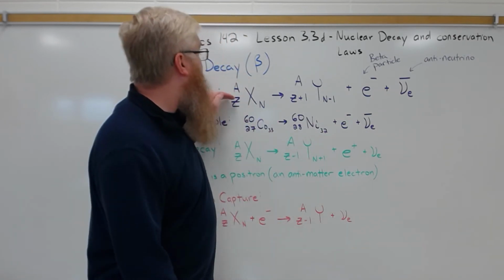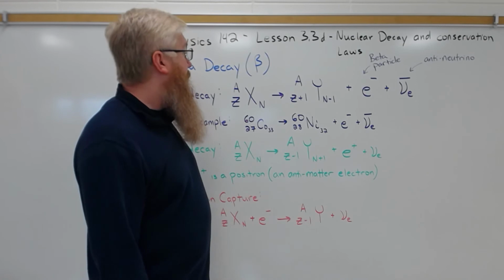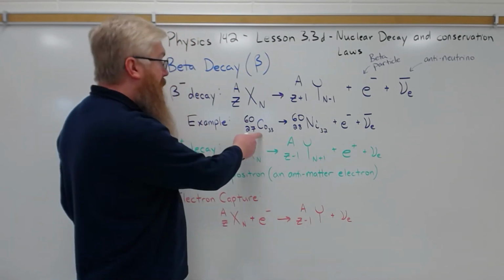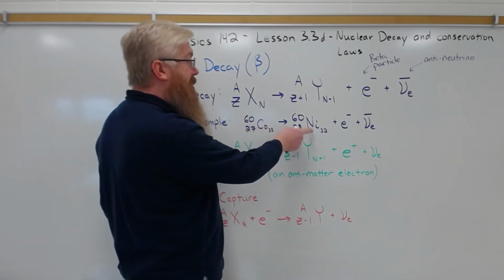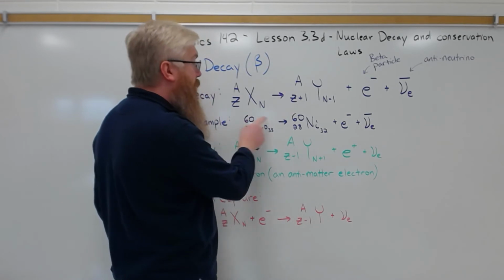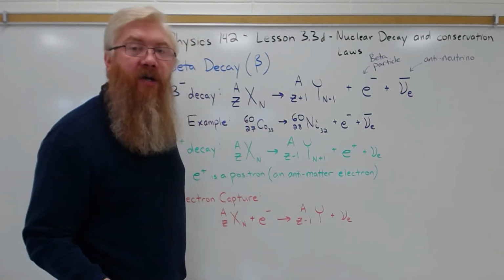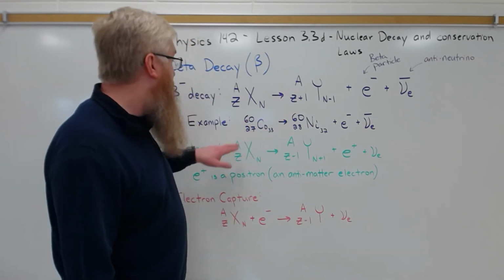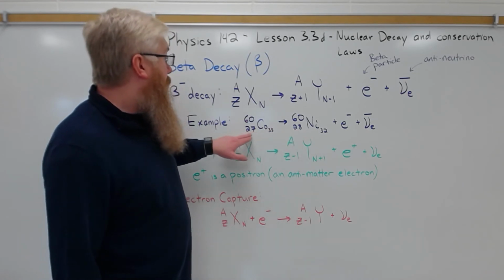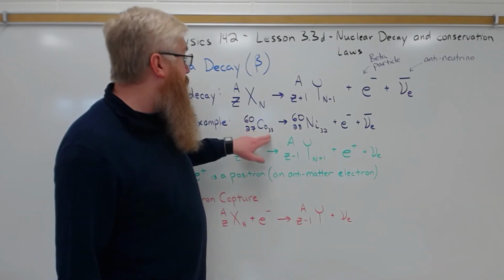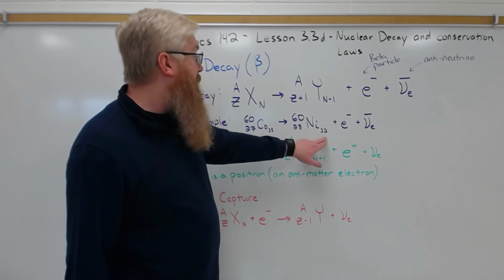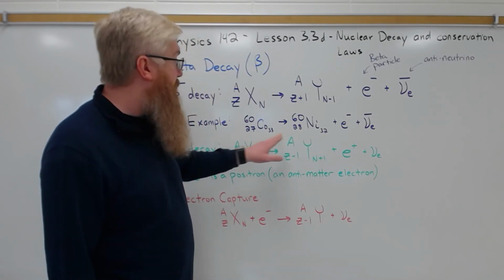So this reaction balances. An example, cobalt-60 can decay into nickel-60. Again, the number of nucleons doesn't change, so the mass number stays the same. A neutron becomes a proton, though, so the neutron number drops from 33 to 32, while the proton number goes from 27 to 28.